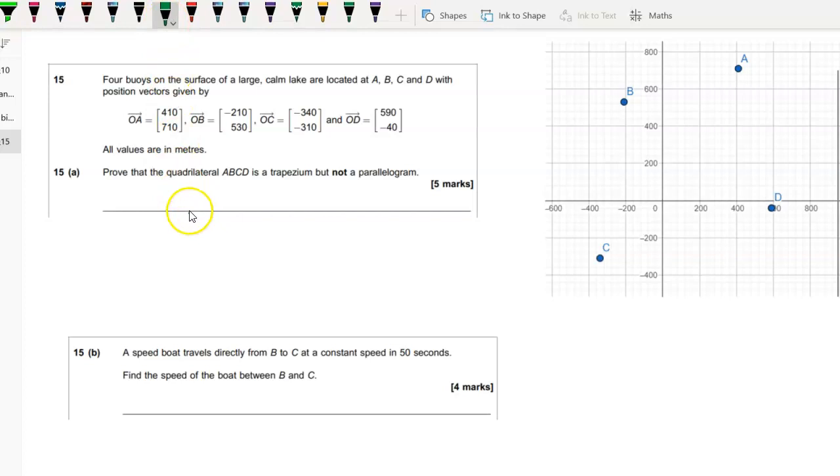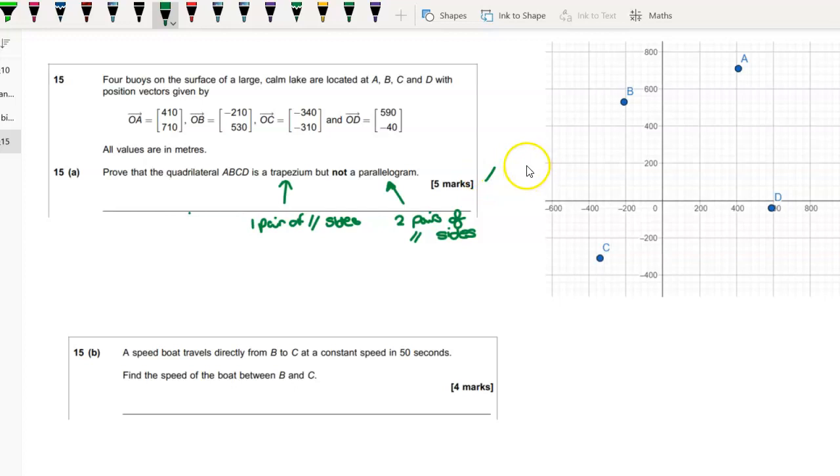Okay, and then we want to prove that the quadrilateral ABCD, so that's if we join them all together, is a trapezium but not a parallelogram. So a trapezium has one pair of parallel sides, whereas a parallelogram has 2 pairs of parallel sides. And on a parallelogram, those parallel sides are also the same length. They'd have to be, otherwise it's not parallel.